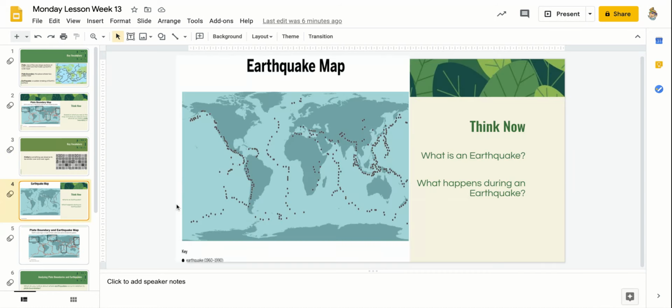And when you look at the earthquake map, I want you to be thinking about what is an earthquake? What happens during an earthquake? You can use the key terms in the slides from the previous video, or you can use the link below to the slides to reference the definitions.